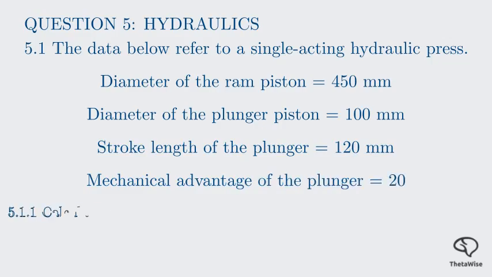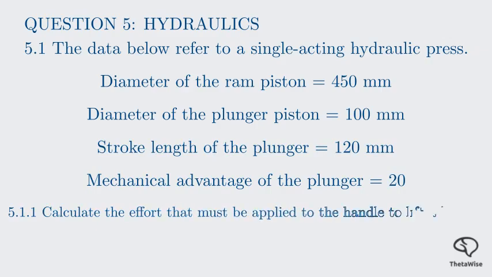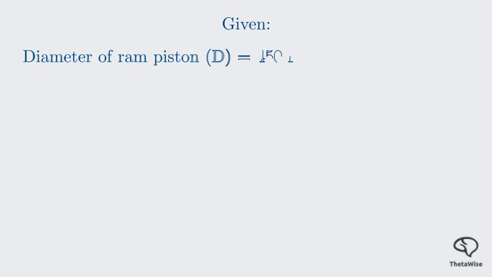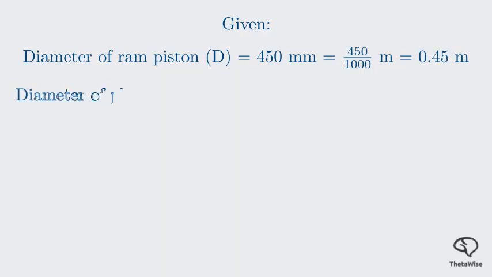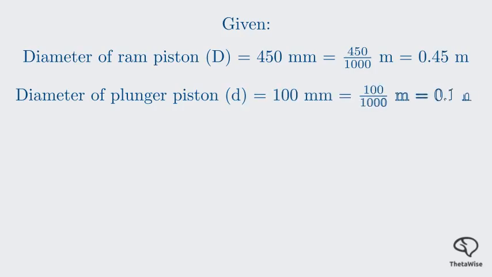Our first task in part 5.1.1 is to calculate the effort that must be applied to the handle to lift a load of 4.6 megagrams, if the efficiency is 90%. Let's list the known variables and convert them to the standard SI units to prevent errors in our calculations. The diameter of the ram, which we'll call D, is 450 millimeters. To convert this to meters, we divide by 1,000, which gives us 0.45 meters. The diameter of the plunger, which we'll call d, is 100 millimeters. This converts to 0.1 meters.